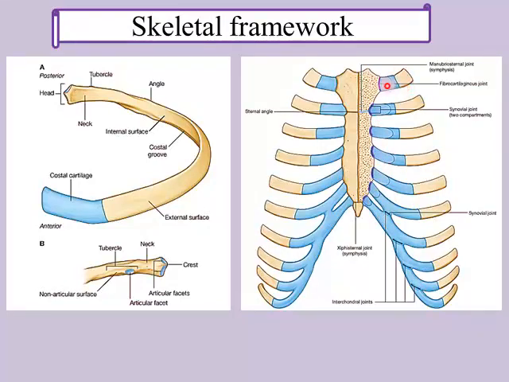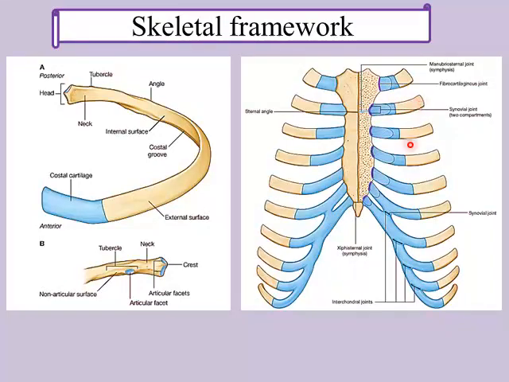This is rib number 1. This is rib number 2, and this is a very important anatomical landmark. Why? Because we can start counting the ribs from its side. This is the junction between the manubrium and the body. This joint can be felt outside through the skin. So if we follow this joint, we will find that this is the second rib.